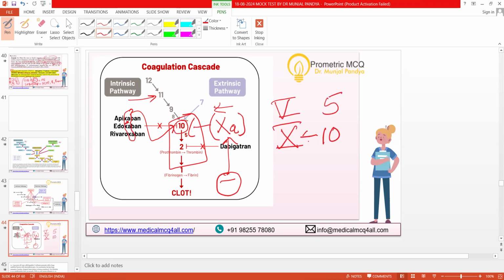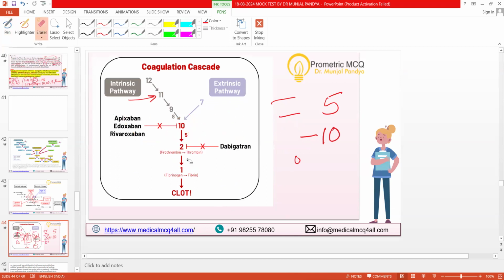So factor 10 inhibitors are apixaban, edoxaban, rivaroxaban. So Xa means 10A, no need to mug up. That is why I give any clue. Whatever drugs come with Xa, they inhibit the clotting. They ask in the exam, apixaban works by inhibiting which factor: 8, 9, 10 or 2? The answer is 10. Is that clear? And dabigatran is also a DOAC, direct oral anticoagulant, but it acts on factor 2. That's it. So these are the drugs, and how and where they act on the clotting cascade.